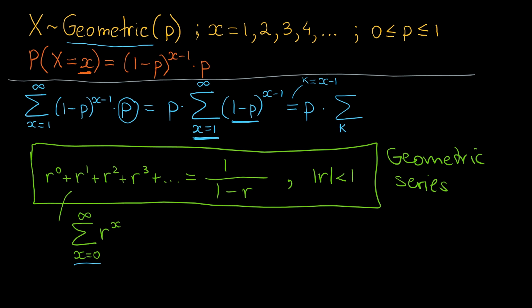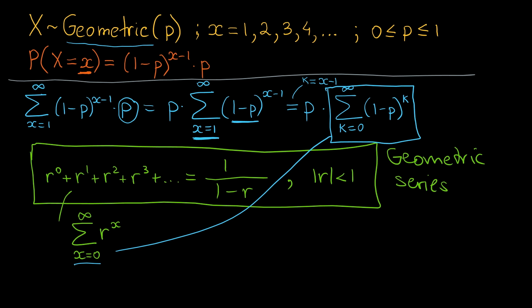When x is 1, k is 0. When x is infinity, k is infinity. And it's the sum of 1 minus p to the power of x minus 1, which is just k. Okay, and now this summation over here is exactly the summation we got in the geometric series, with 1 minus p playing the role of r. Therefore, we can replace it with this value from the right, so we get p times 1 over 1 minus, and instead of r, we'll write 1 minus p.